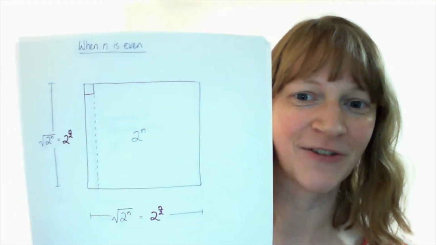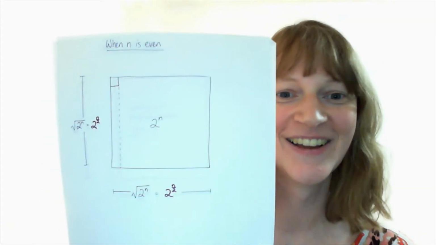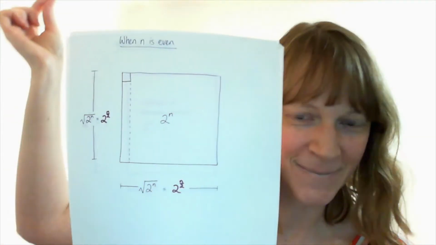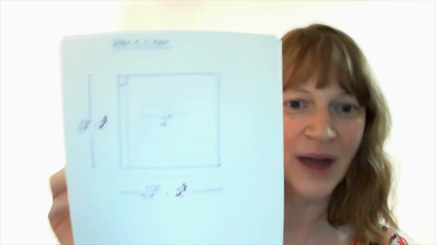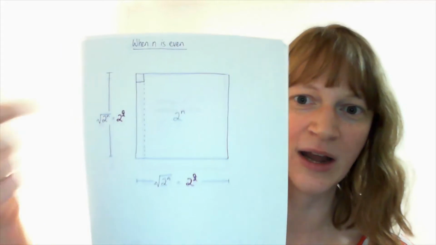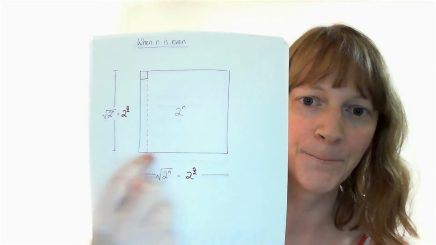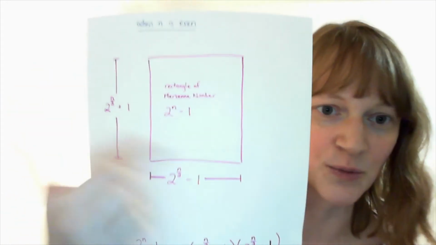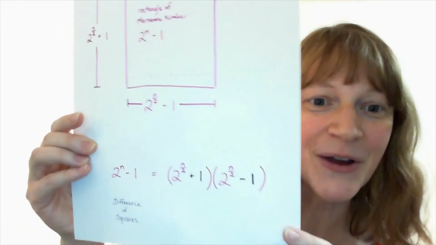Last week we discovered that when n is even, 2 to the power of n is a square. Who knew? We can take 1 out of the corner, and then we will have 2 to the power of n minus 1. We can build a rectangle showing 2 to the power of n minus 1 by cutting this portion right here and pasting it at the bottom, and we get this. Here it is. Here's the Mersenne number, 2 to the power of n minus 1, as a rectangle when n is even.